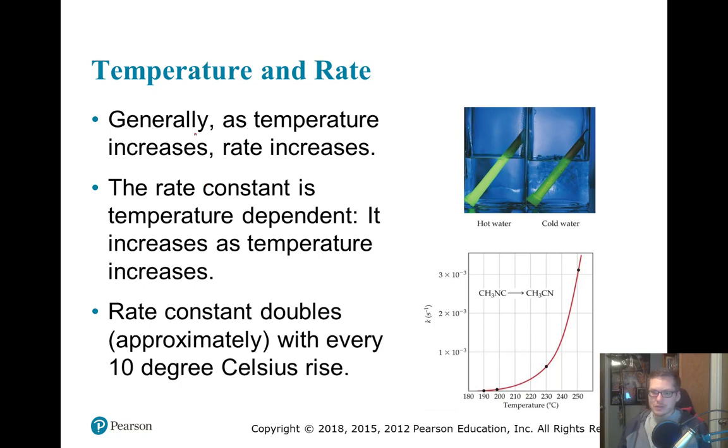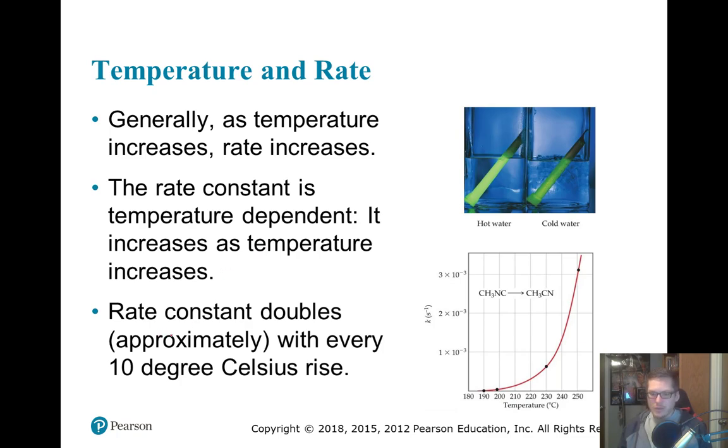Okay, temperature and rate. Generally, as temperature increases, rate increases. That's pretty surprising. We'll do this in class. We'll take a glow stick, put it in hot water, and you'll notice it gets brighter. And then in cold water, it gets dimmer, because the reaction is slowing down or speeding up depending on the temperature. Remember, your rate constant, that lowercase k value, is temperature dependent. As your temperature increases, the rate constant increases.